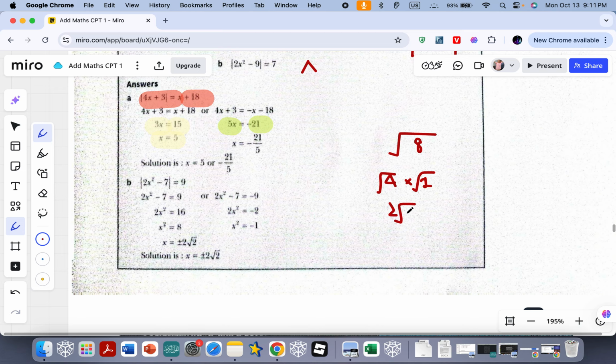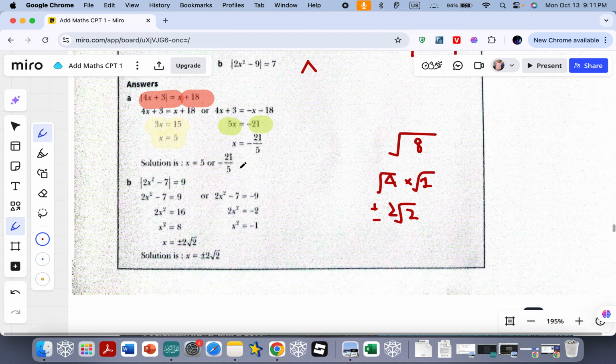So if you don't want to use a calculator, you don't want decimals in your answer, you leave your answer as 2 root 2. With any square root, you're going to have plus minus. So you write plus minus 2 root 2. Why? Because the square root of 4 is 2, and negative 2 squared gives 4, and 2 squared gives 4. That's why you have to use the plus minus. So the solution for this is plus minus 2 root 2.